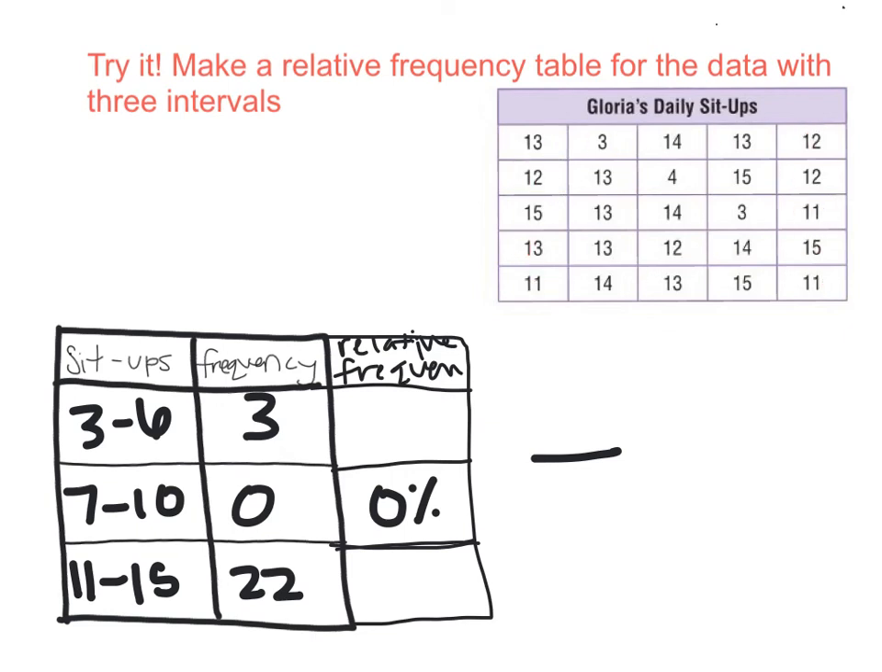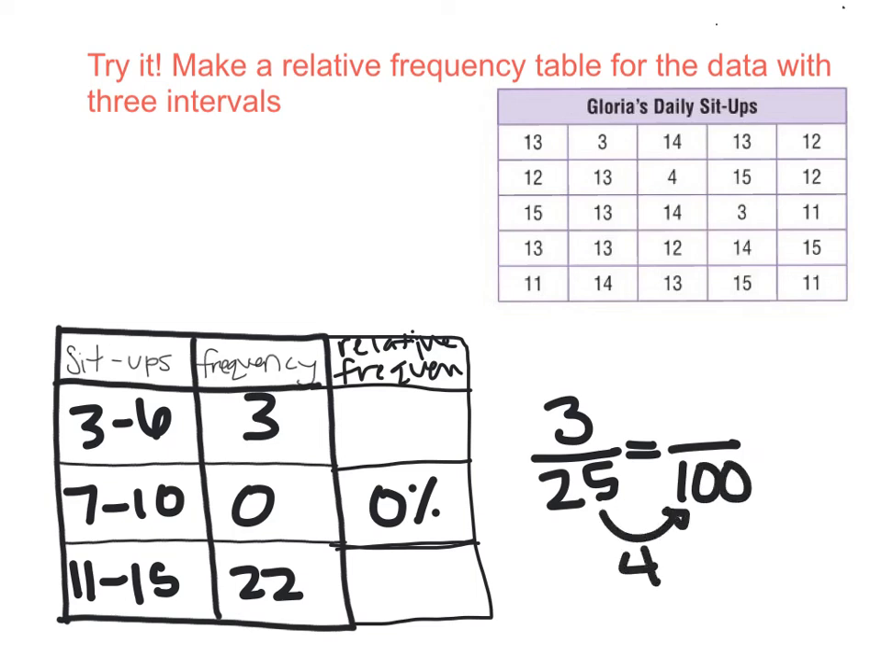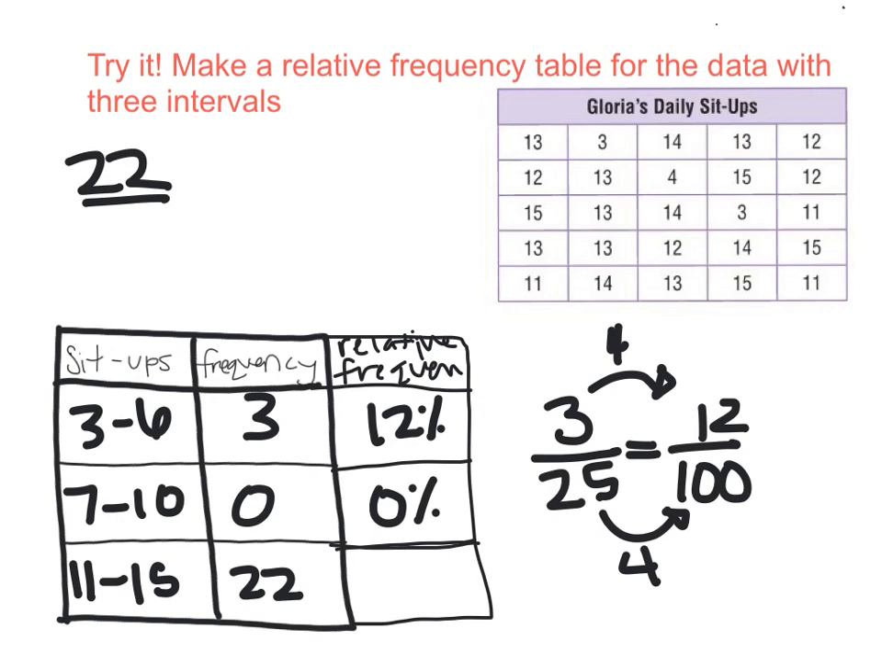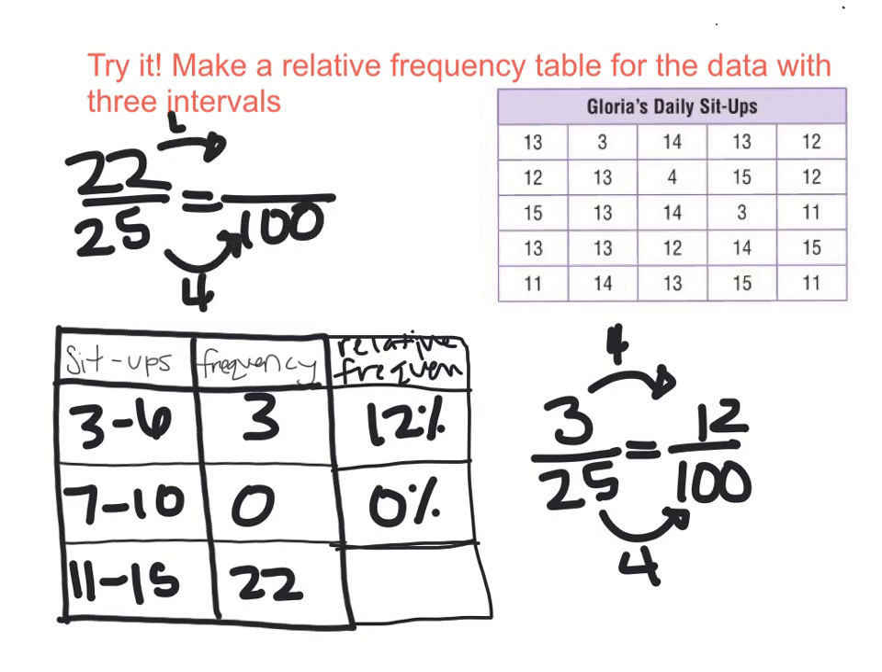And so I'm looking here. Looks like I have 25 total. If I have 3 out of 25 and I'm looking to make 100%, I can multiply 25 by 4 to get 100. So if I multiply 3 by 4, it should give me 12%. And then 22, I'm going to do over here, 22 still out of 25. 25 times 4 equals 100. 22 times 4 equals 88%.